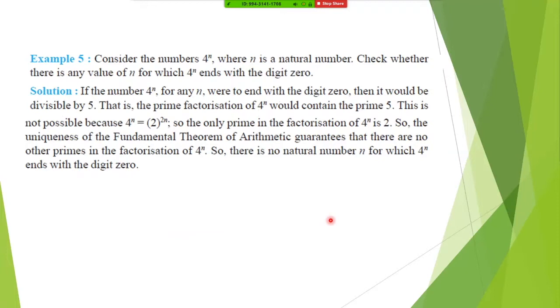Now this type of example is very, very important, children. One of its kind does come in the boards.